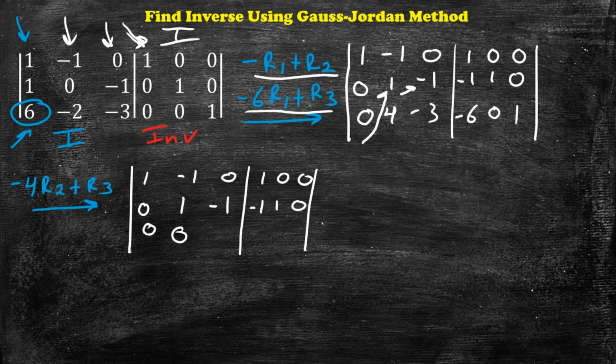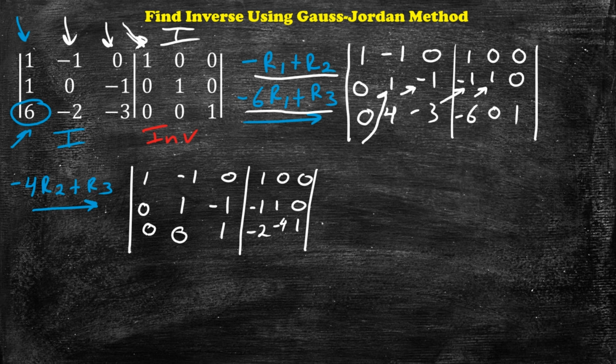-4 times -1 is +4, minus 3 is 1. -4 times -1 is +4, minus 6 is -2. -4 times 1 is -4, plus 0 is -4. And then you get 0 plus 1 is 1. All right, so that's that part.